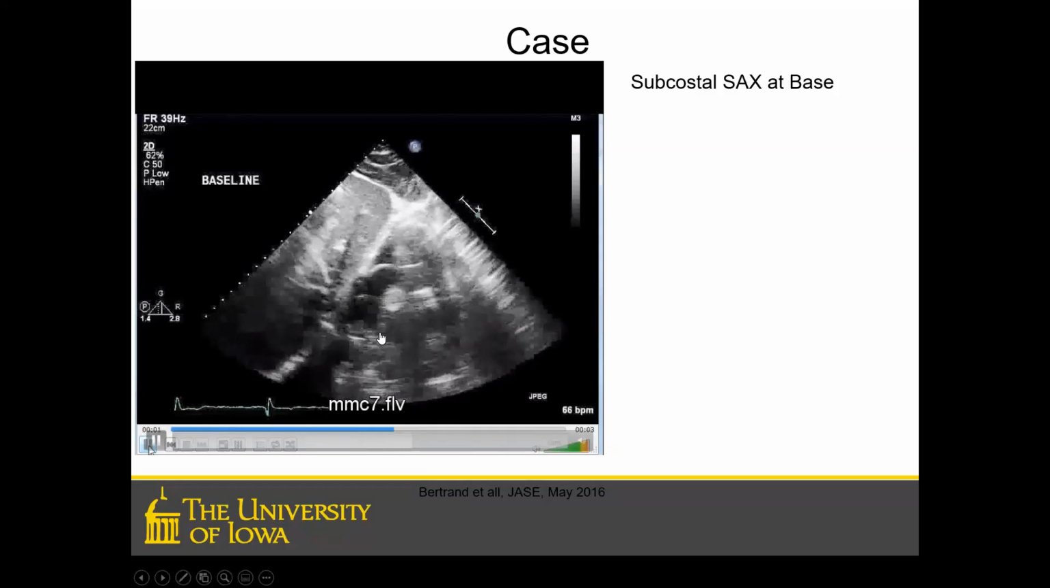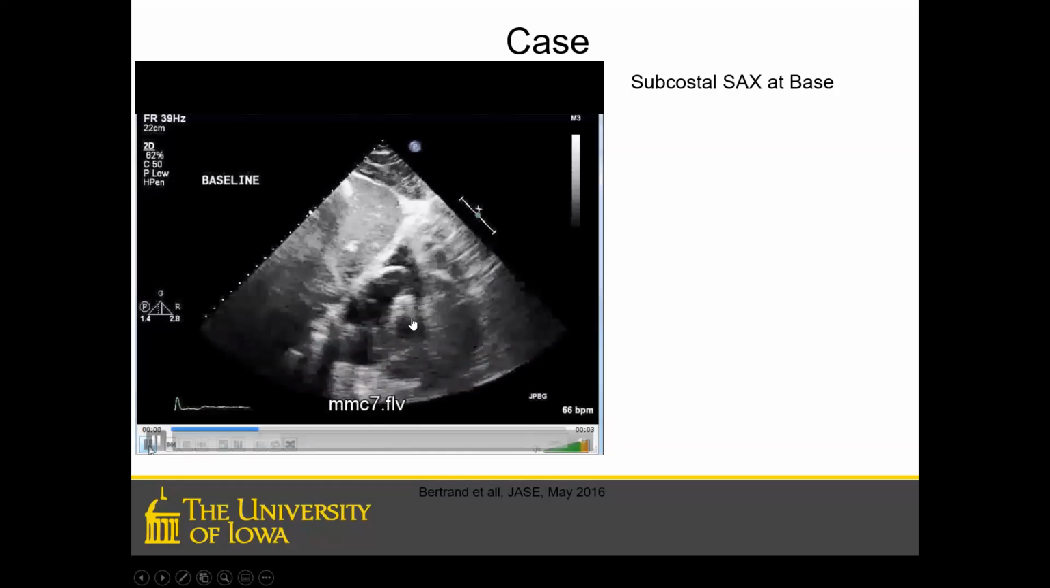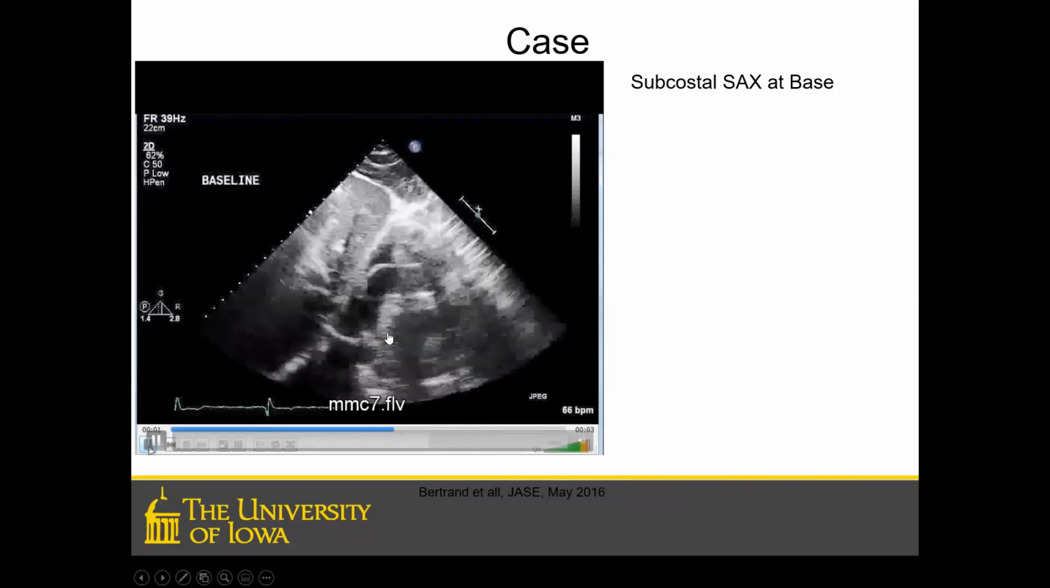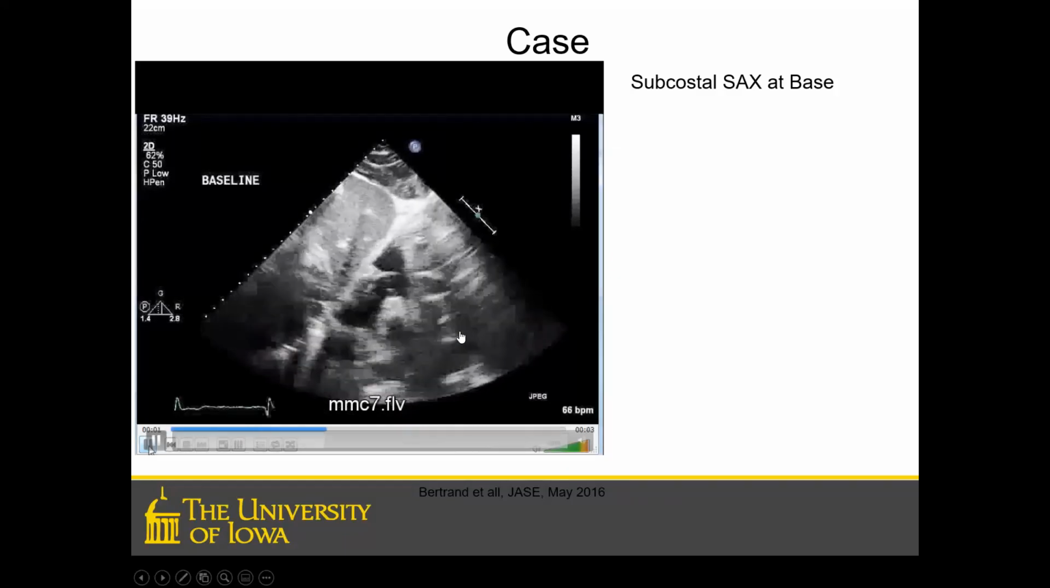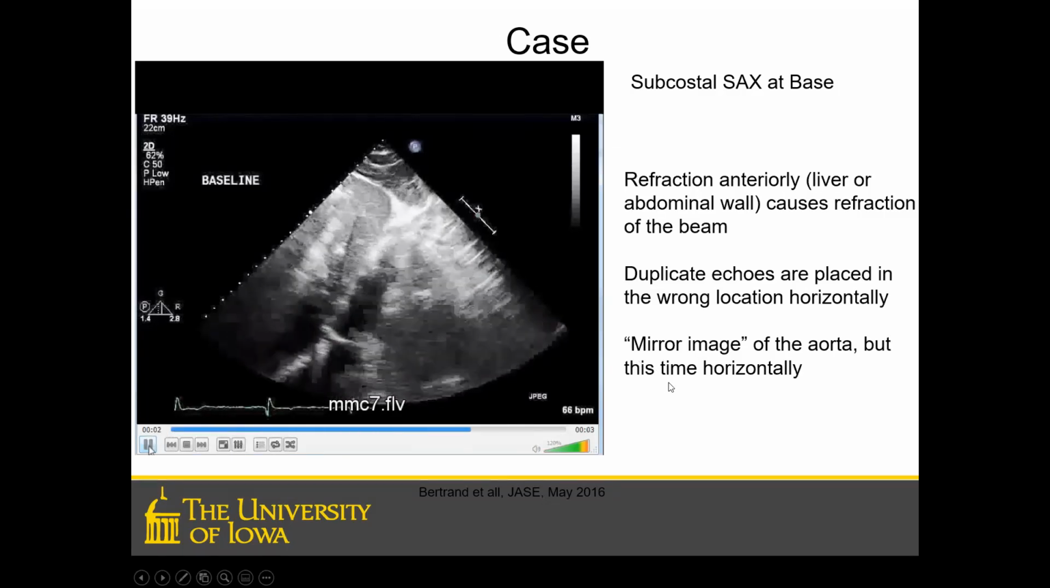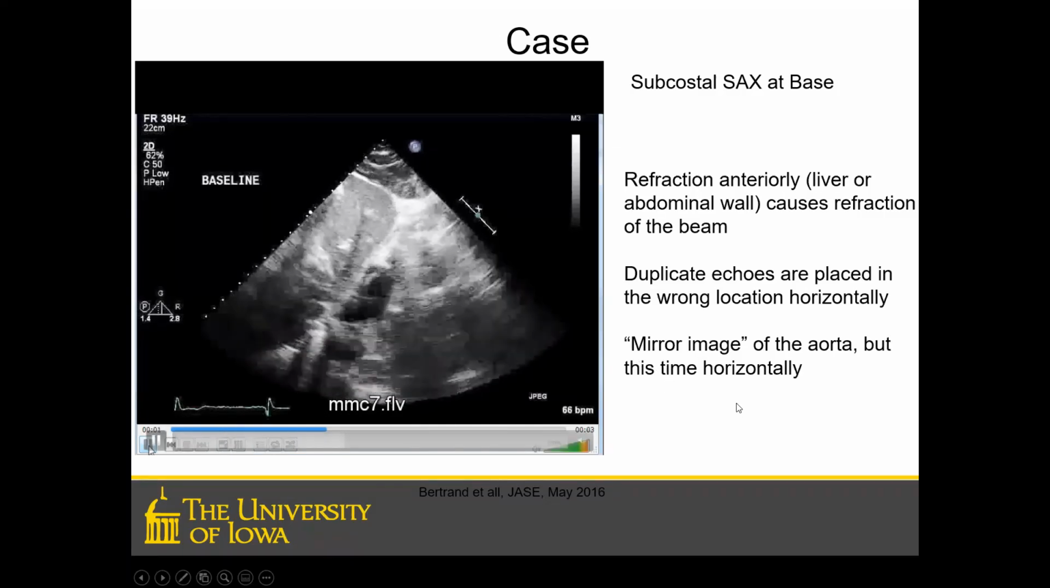If you look at this, it's a short axis subcostal. Here is the aorta, RA and RVOT, but it's mirrored over here too. So there's a mirror this way. That's a refraction artifact. So it's a mirror image horizontally.